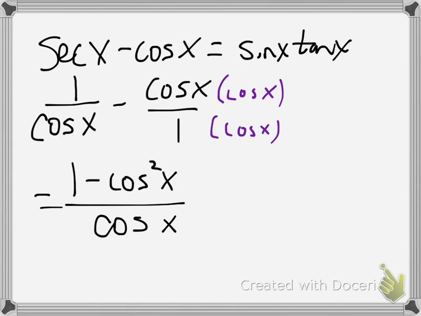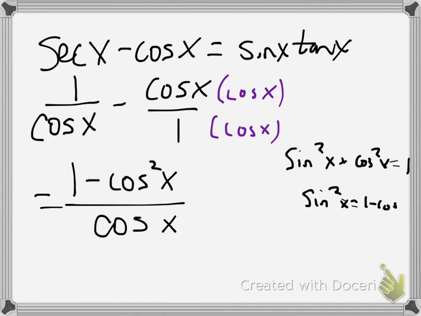Let's go back to the last problem. Sort of, kind of. 1 minus cosine squared x. We did something similar to that. Let's think about the Pythagorean identity again. Sine squared x plus cosine squared x is 1. So sine squared x equals 1 minus cosine squared x. So now we have sine squared x over cosine x. All right, we're getting there. I can sort of see where it's coming from now.